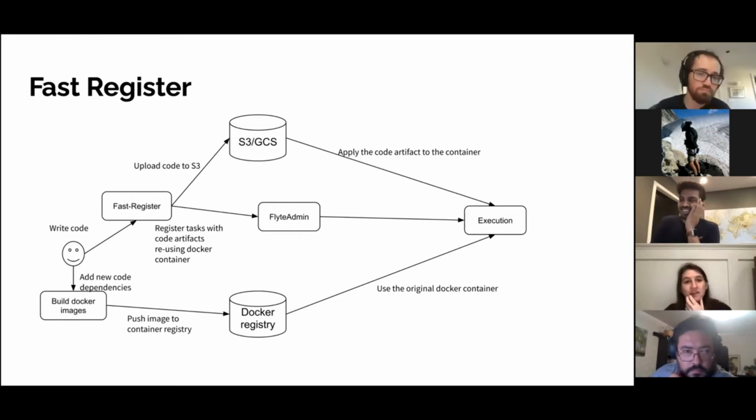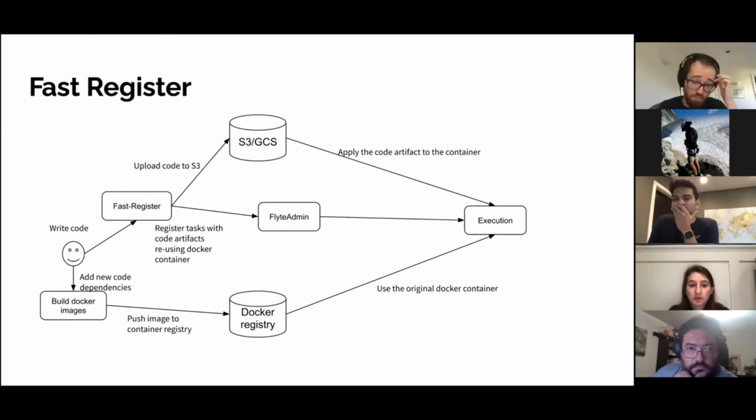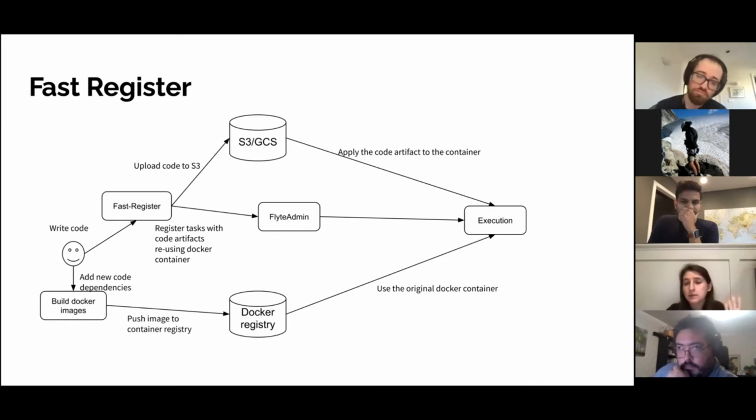So yeah, fast register. What is it and what is it good for? At Lyft, one of the things we've observed is that a lot of the tasks require building a container in order to update the task definition. This includes most tasks like Python, Spark, Hive, etc. But it does exclude some like the Presto tasks and raw container tasks. Those obviously don't need to build a container. However, this process ended up being really, really slow.